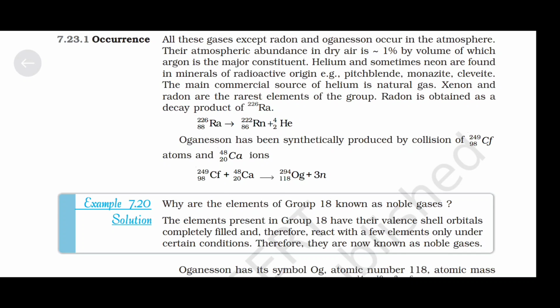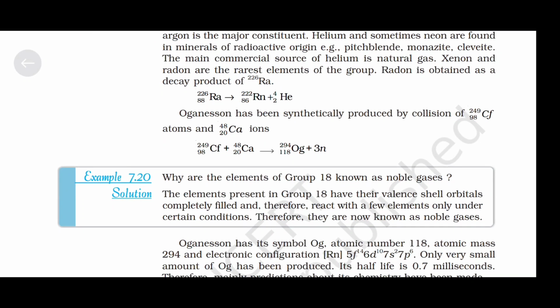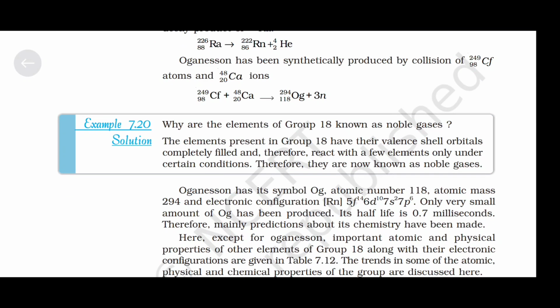Radon is obtained as a decay product of 226Ra. 226Ra (atomic number 88) gives 222Rn (atomic number 86) plus 4He (atomic number 2). Oganesson has been synthetically produced by collision of 249Cf (atomic number 98) atoms and 48Ca (atomic number 20) ions. Okay, atomic number is 20 and the atomic mass is 48. This is how oganesson has been made. Okay, and when oganesson is produced, 3 neutrons are released.